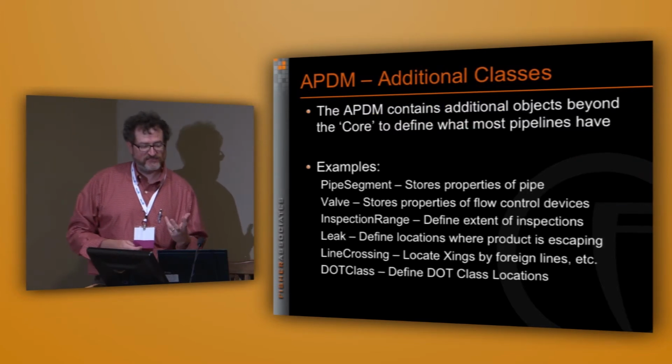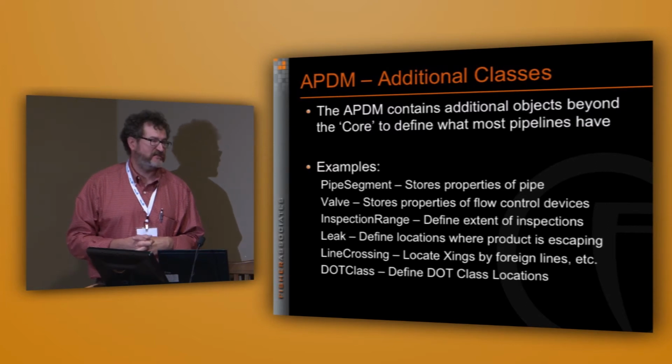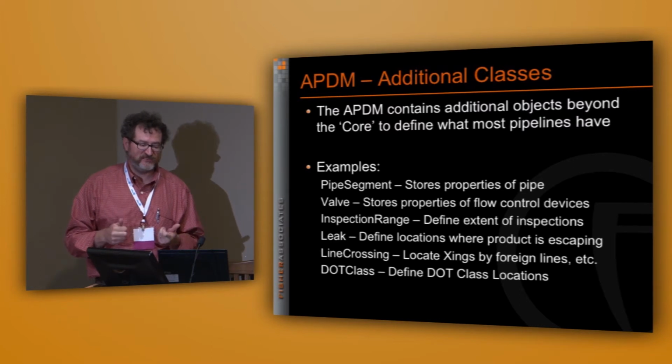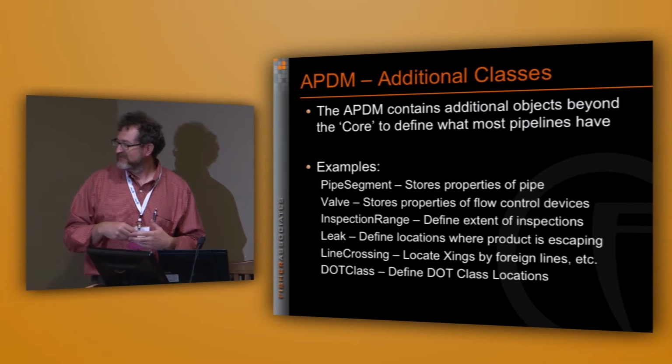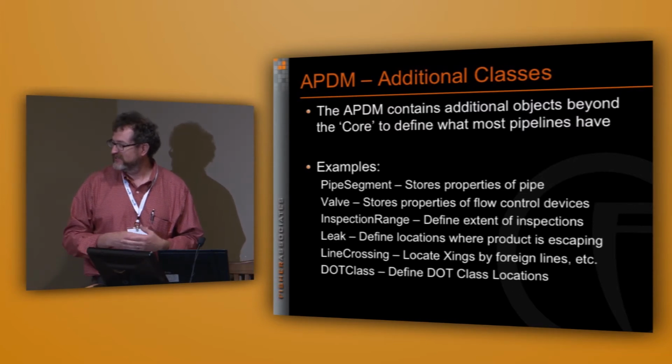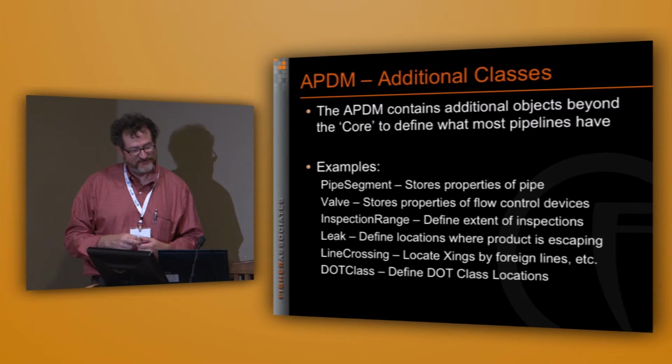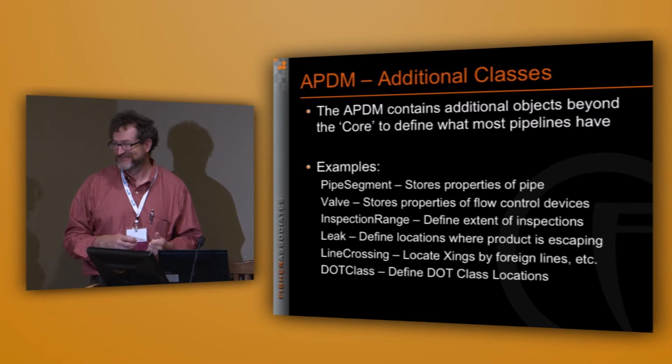So in addition to these core classes that you need to have, the APDM has additional classes. These are template classes that the APDM has put inside the model that store what most pipeline operators have. Most people have pipe segments. Most people have valves to stop the gas or liquids from going to different places. Inspection range. So these might be smart pig runs. They might be ECDA, DIGS, CIS. These are all acronyms. Everybody loves acronyms. You can't be in GIS if you don't like acronyms.